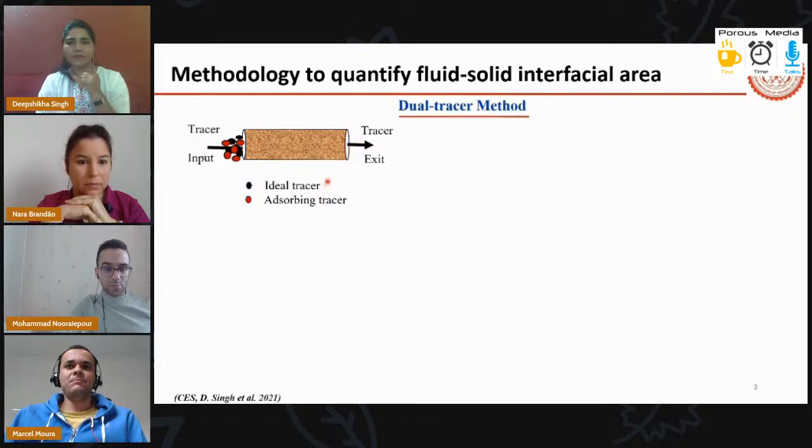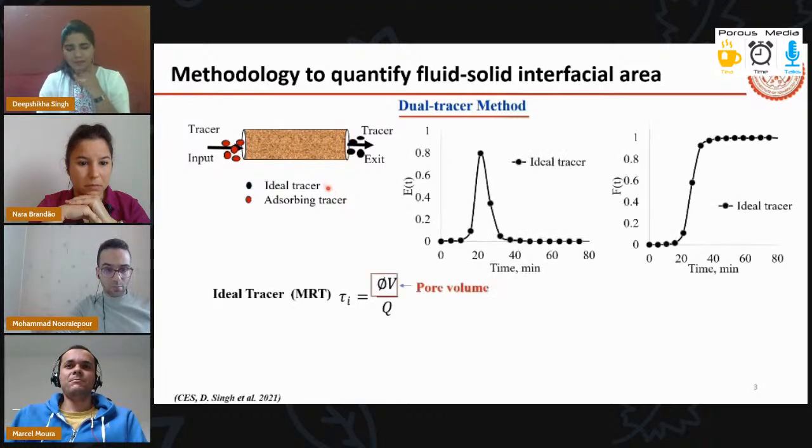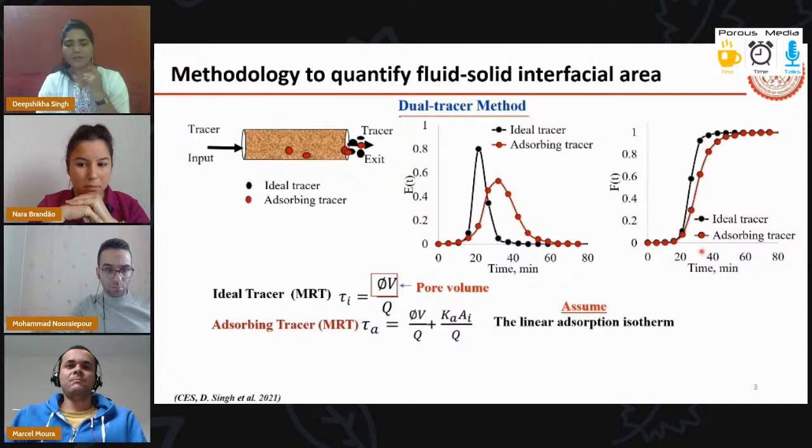We used two tracers for a fluid phase, an ideal tracer and an adsorbing tracer. The ideal tracer will follow the flow path and tell us about the void volume available inside the porous medium. And we use an adsorbing tracer because it will dynamically adsorb and desorb on the solid surface and show a certain delay to arrive at the production point. We know that adsorption and desorption are surface phenomena. Therefore, based on the delay, we can find out the fluid to solid interfacial area using this equation.